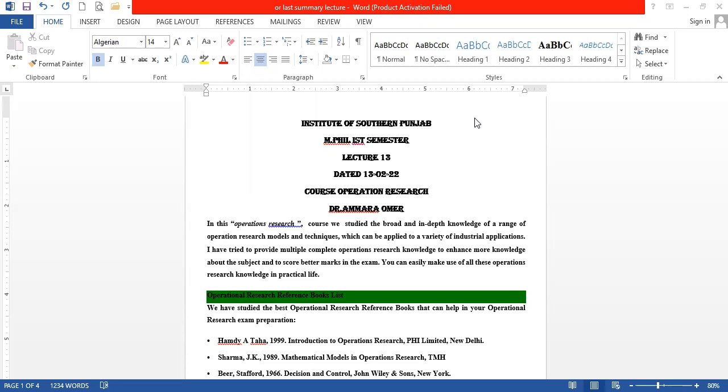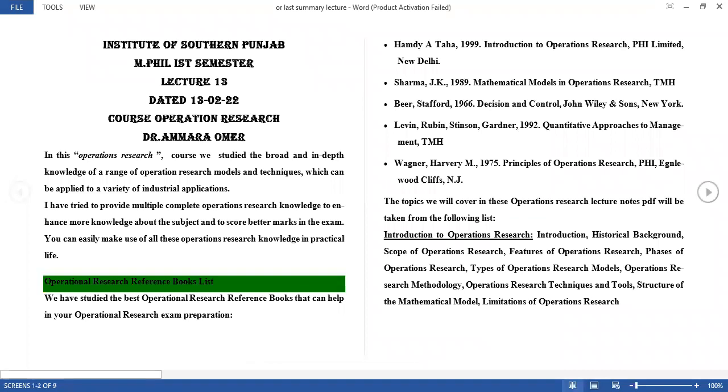In this operation research course, we have studied broad and in-depth knowledge of a range of operation research models and techniques, which can be applied to a variety of industrial applications. I have tried to provide complete operation research knowledge to enhance your knowledge of the subject and to score better marks in the exams. You can easily make use of all this operation research knowledge in practical life.